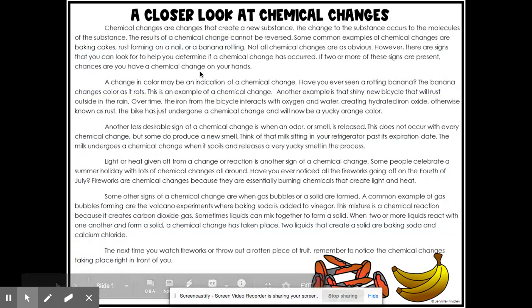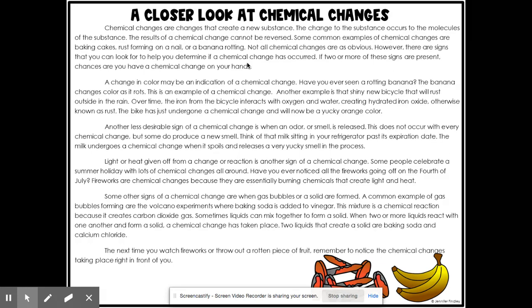So it says, chemical changes are changes that create a new substance. The change to the substance occurs to the molecules of the substance. The results of a chemical change cannot be reversed. Some common examples of chemical changes are baking cakes, rust forming on a nail, or a banana rotting. Not all chemical changes are as obvious. However, there are signs that you can look for to help you determine if a chemical change has occurred. If two or more of these signs are present, chances are you have a chemical change on your hands.